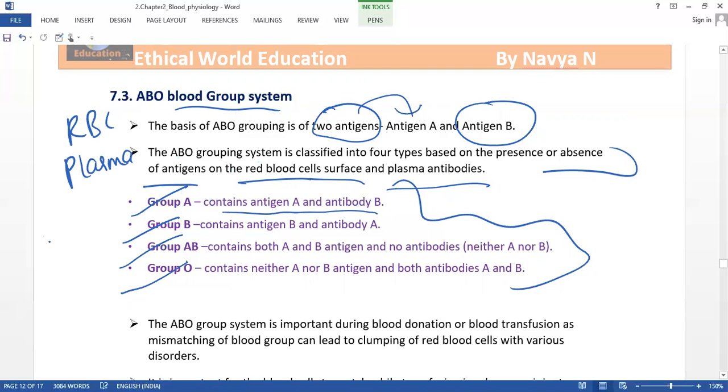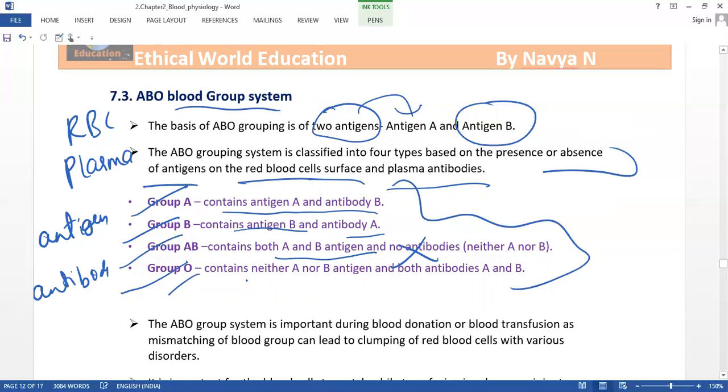As I said, it consists of the antigen and the antibody. So A consists of antigen A and antibody B. B consists of antigen B and antibody A. AB contains both A and B antigens, and there will be no antibody, neither A nor B.